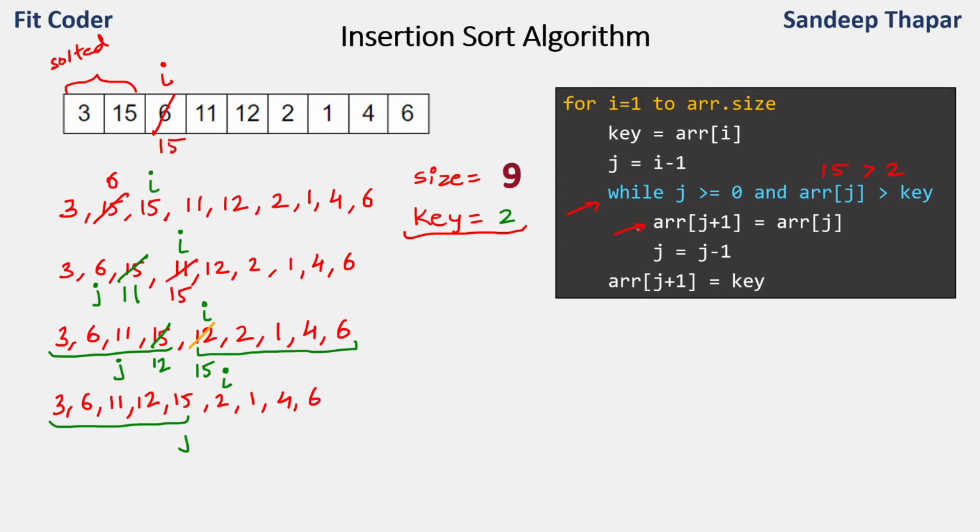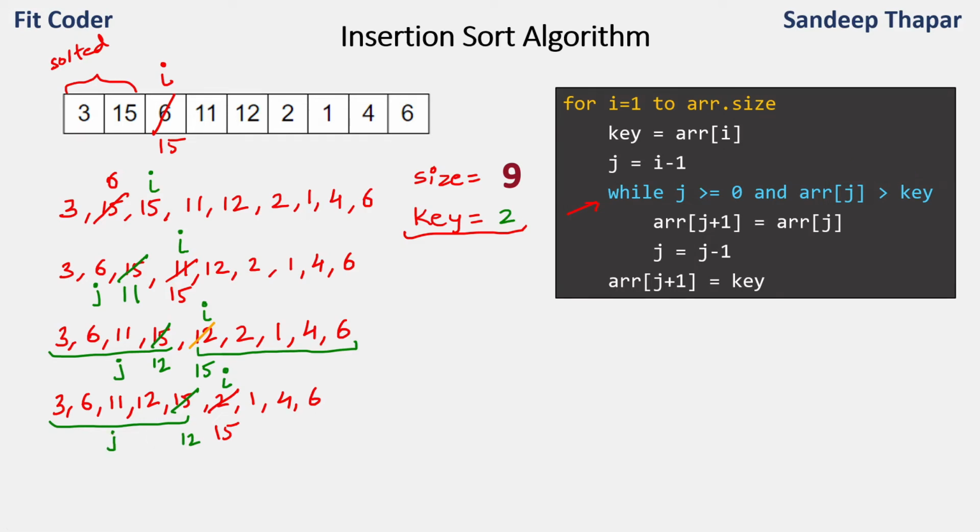So we set array of j plus 1 to array of j, which means we replace this 2 with 15 and we decrement the value of j. So j comes at 12. And in the next iteration of this while loop, we'll compare array of j which is 12 to the key which is 2. So this statement is also true. So we'll replace this 15 with 12 and we'll decrement j to point to 11.